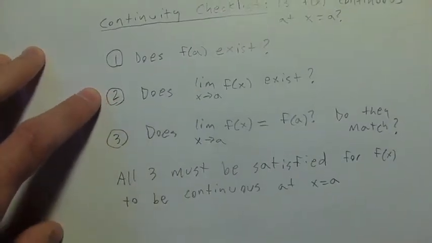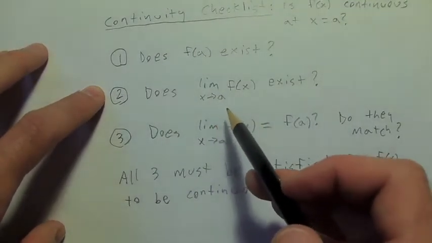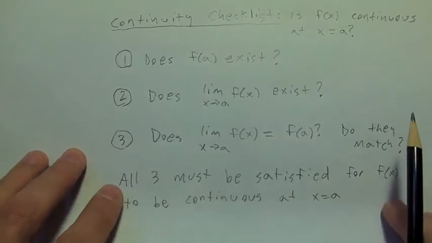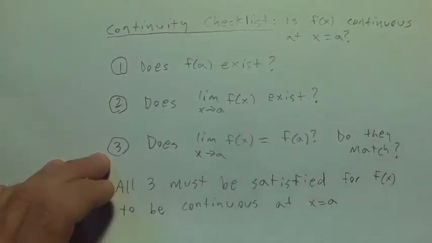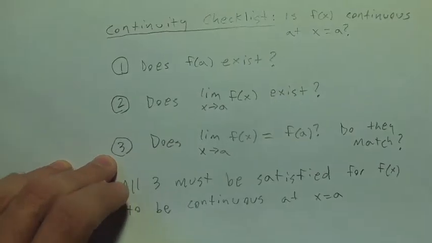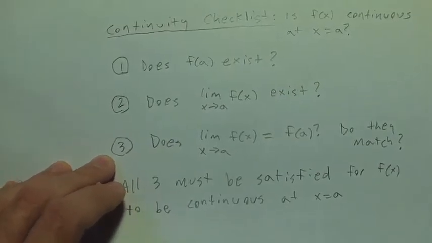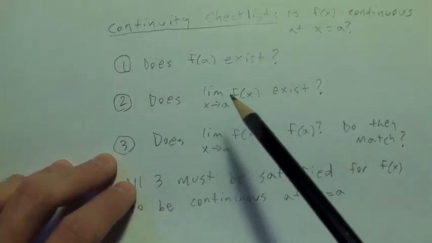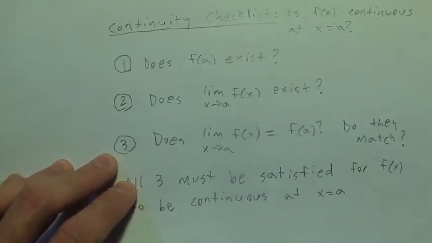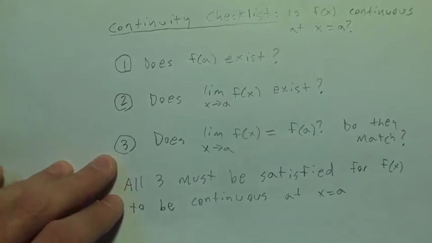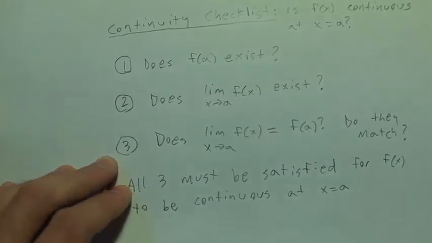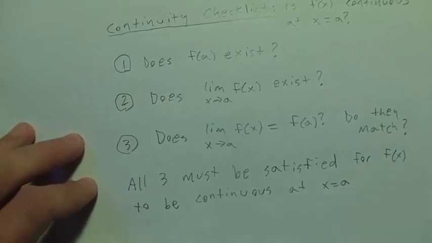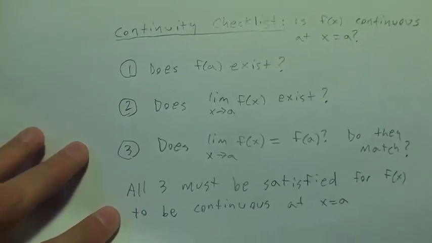Number 2, does the limit as x goes to a of f of x exist? Well, that's a little tougher to check, right? Because typically what you have to do to check that is check both sides, the left-hand limit, the right-hand limit, and see that they match. If those two match, that means the limit as x goes to a of f of x exists. If the limit doesn't exist, you're done. If the limit doesn't exist, the function is not continuous at that point.